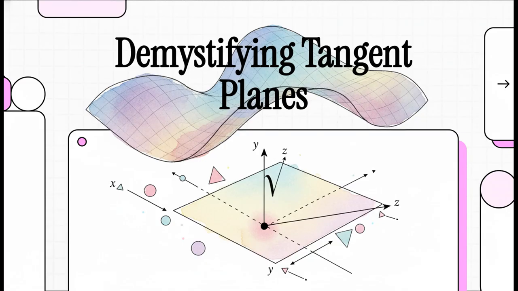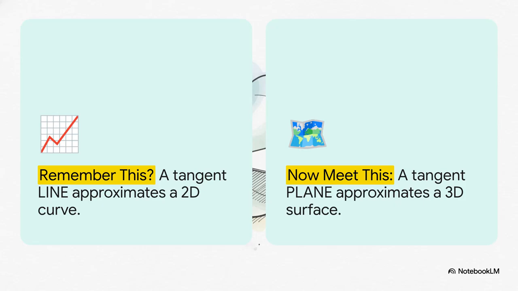Let's get into it. So you definitely remember from Calc 1 how a tangent line is the best possible straight line approximation for a curve at one specific point, right? Okay, well, just think of a tangent plane as its bigger, way more impressive sibling. We're leveling up from a 2D curve to a 3D surface, so it just makes sense that we'd need a flat plane to approximate it instead of a tiny little line. It's the same exact idea, just with another dimension.